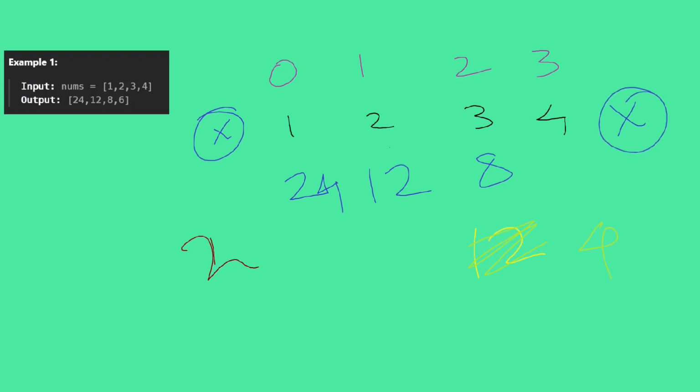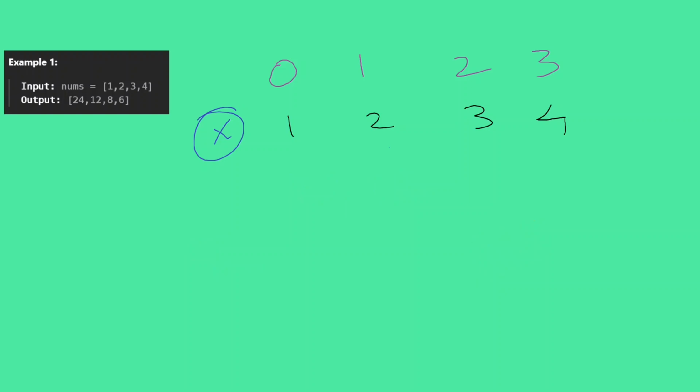So 3 into 2 into 1, 6. There we go, 24, 12, 8, 6. So we will be solving this using suffix and prefix. Now, how will we solve or create these suffix and prefix arrays?